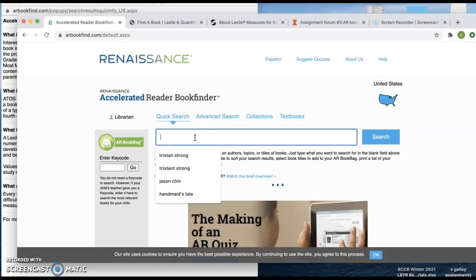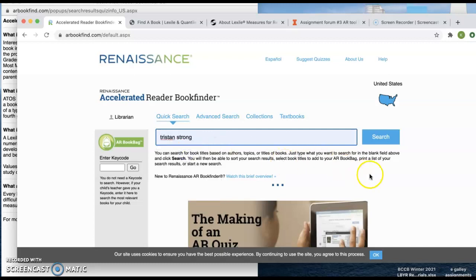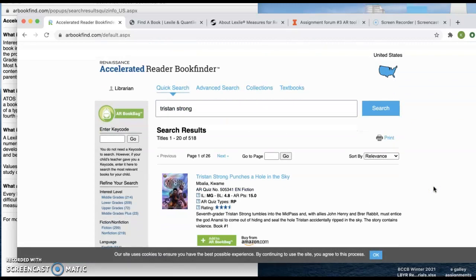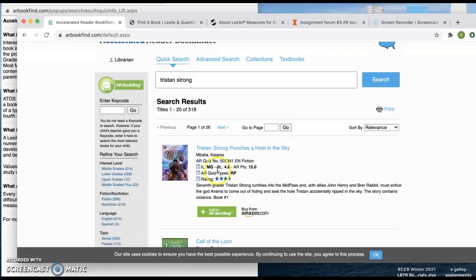So first I'm going to say, I talked to the kid, let's say he's in 4th grade, he's probably reading at like a 6th grade level. He likes fantasy, and the last book that he read was Tristan Strong. This came out last year. It's pretty good. My kid is reading it right now. That's why it's on my mind. So I'm just going to do a quick search, and I'm going to find it, and then I'm going to look at all the interesting stuff that it has here.